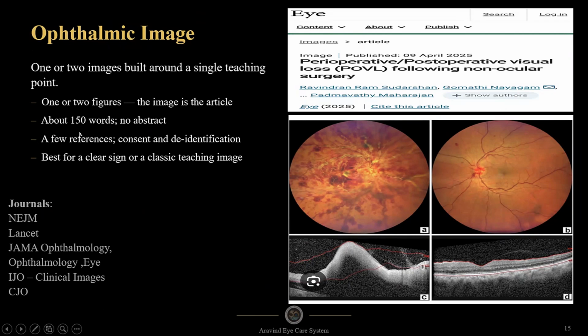So coming to ophthalmic images, here you use 1 or 2 figures, but the image is the article. You can describe it within 100 or 150 words with few references. It's best for a clear sign or as a teaching image.